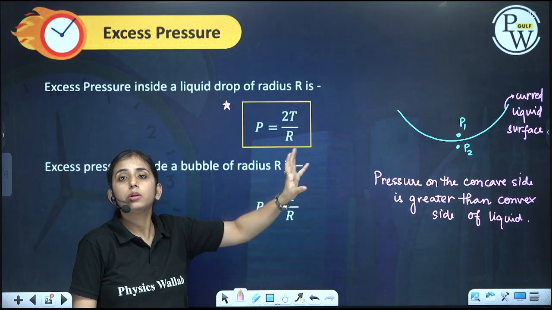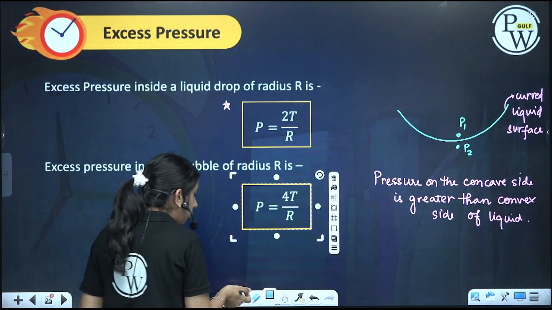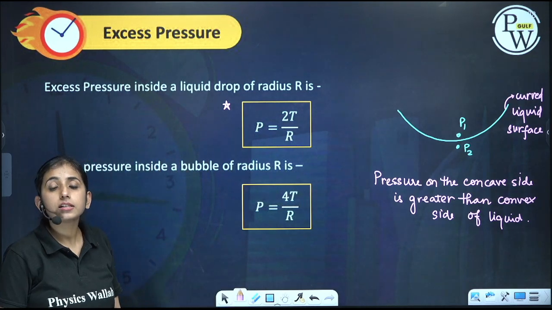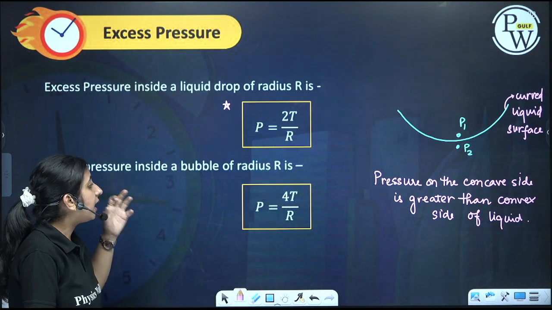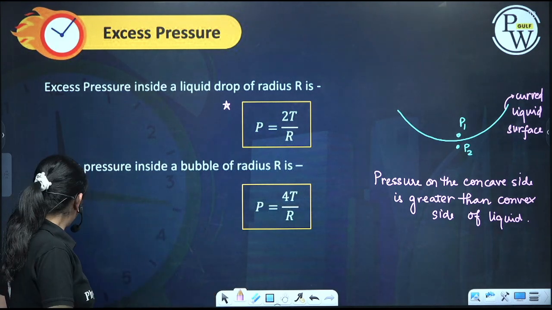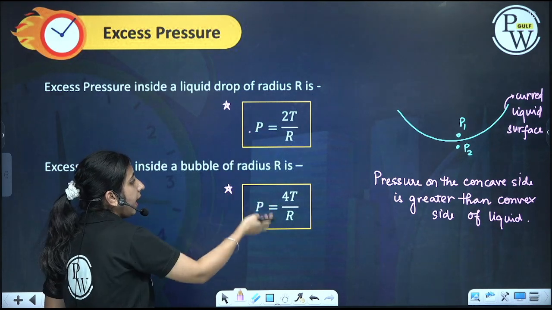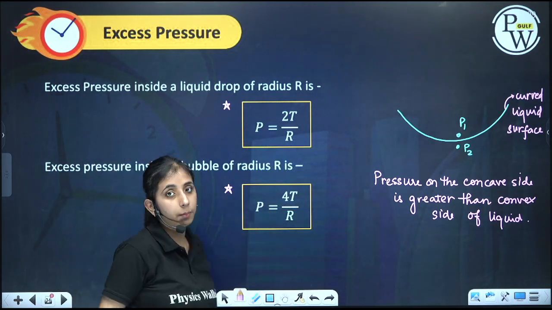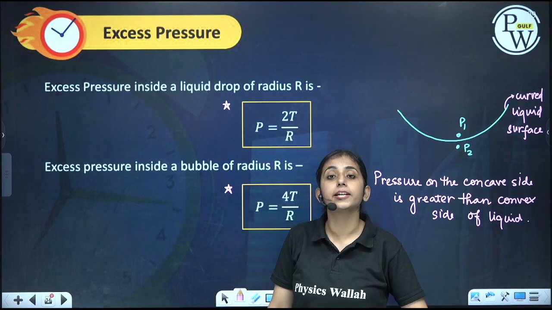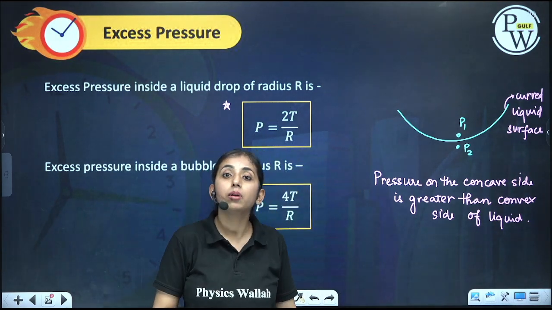P will be equal to 2T by R. Similarly, if we have a bubble of radius r and T is the surface tension of the liquid, then excess pressure will be 4T by R. This is the excess pressure in a liquid drop, and this is the excess pressure in a bubble. A bubble has twice the excess pressure because it has two free surfaces, so the increase in area will be double.